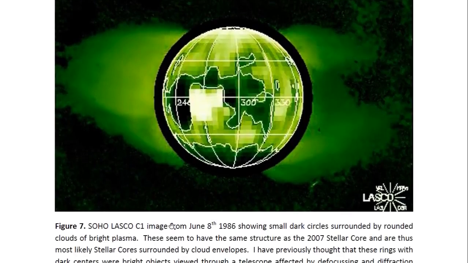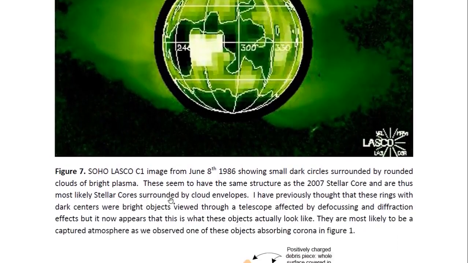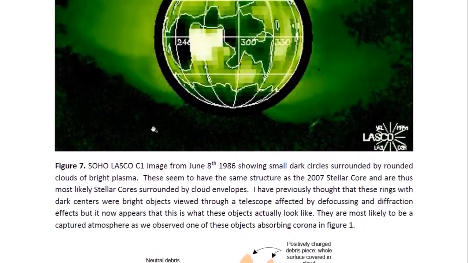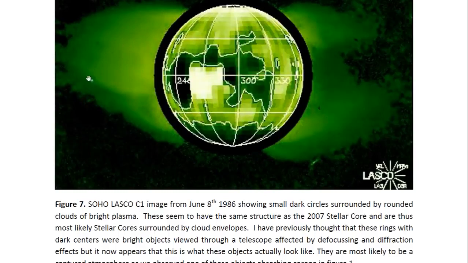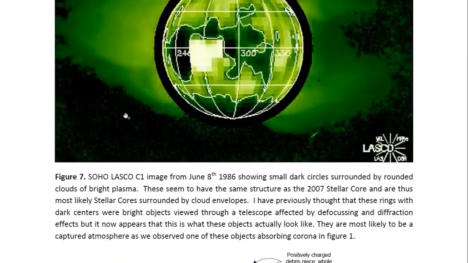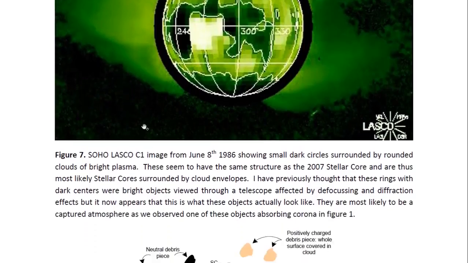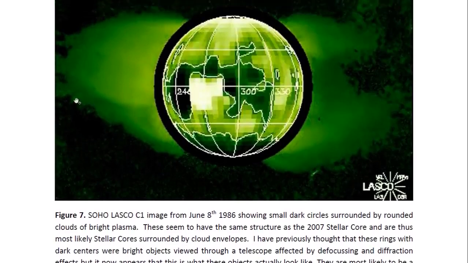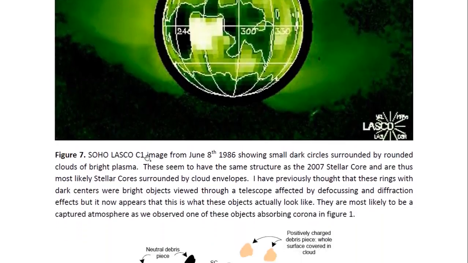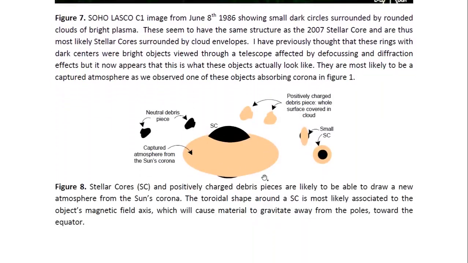And here's a SOHO LASCO C1 image from 1986, and you can see more of these objects that seem to be surrounded in toroidal-shaped clouds. And previously I actually thought these dark circles surrounded by this colored ring were distorted rings due to diffraction effects and the telescope being defocused. But now I actually think that this is what these objects look like. They have this toroidal shaped cloud around them. And this is perhaps then what they look like.